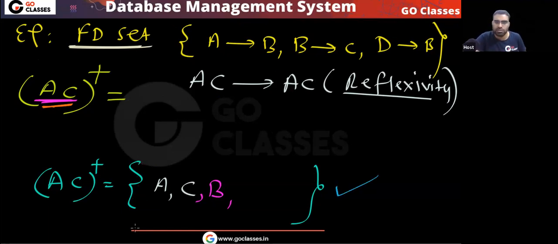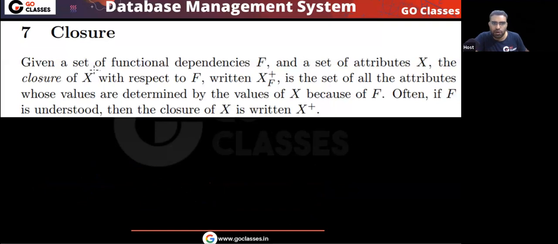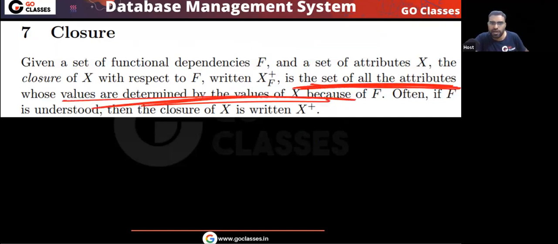I hope you understood the concept of closure. Remember, a set of functional dependencies is given to you, and a set of attributes X. The closure of X with respect to these functional dependencies is denoted X plus, and it is the set of all attributes which can be determined by X. So this is the concept of closure.